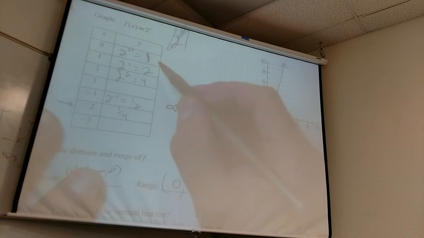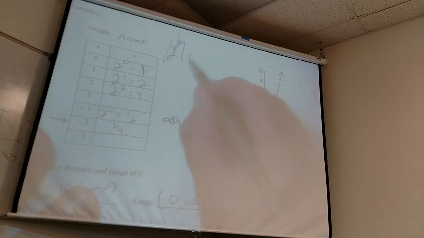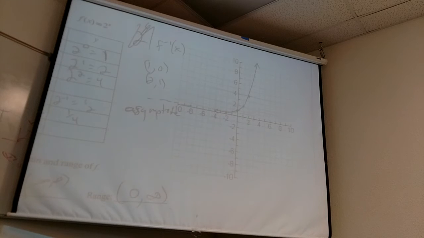Don't I have a series of points here? What points would the inverse function go through? 1, 0. Yeah, 1, 0. 2, 1. 4, 2. You guys finish it out and graph it. Graph the inverse. We're going to graph the inverse function before we even know what the inverse function is. Because we're insane.